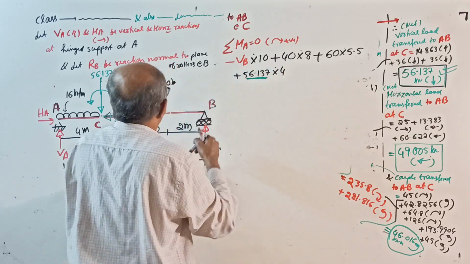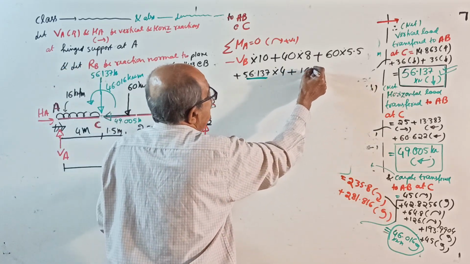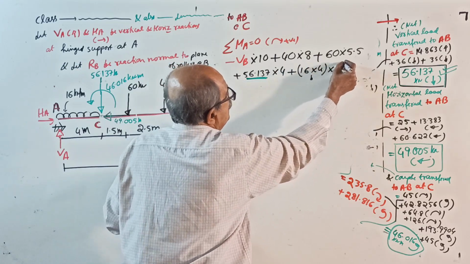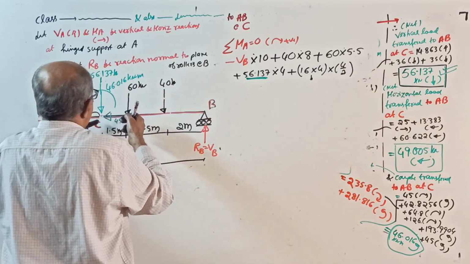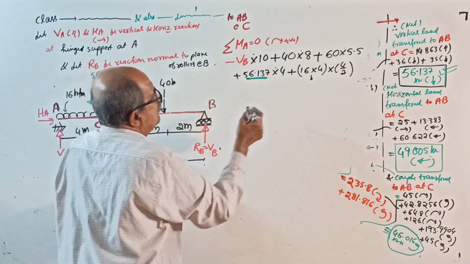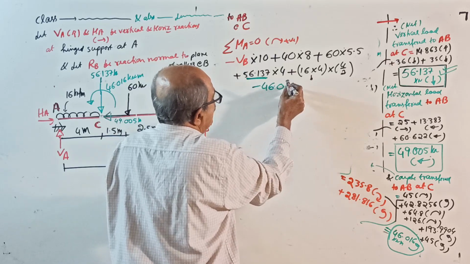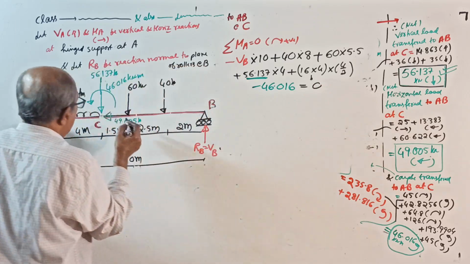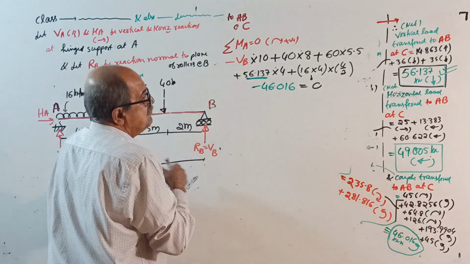Plus 16 into 4 is the total load, into 4 by 2, and then minus 46.016 equal to 0, because this horizontal force has no moment about A. You will get the value of VB.